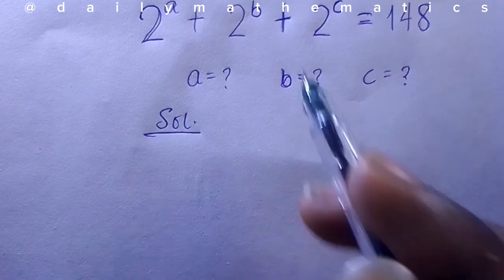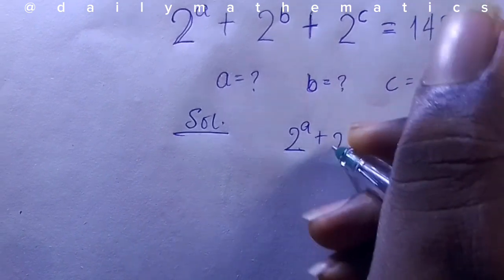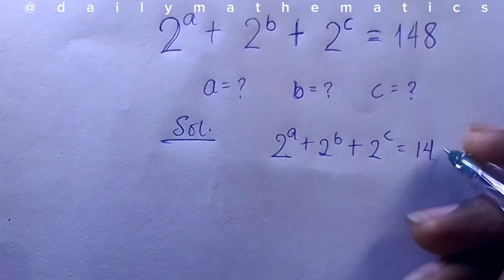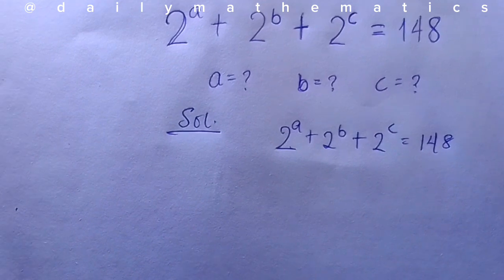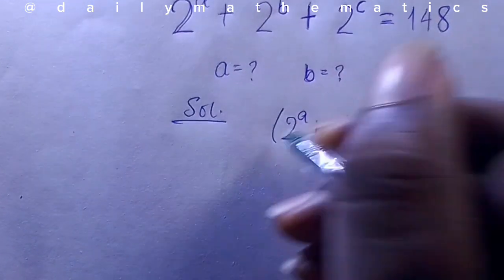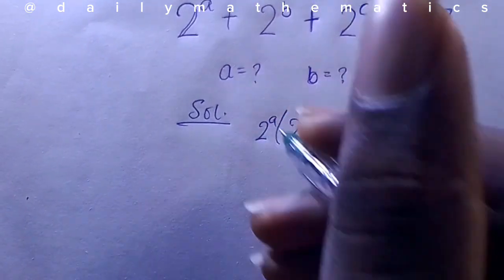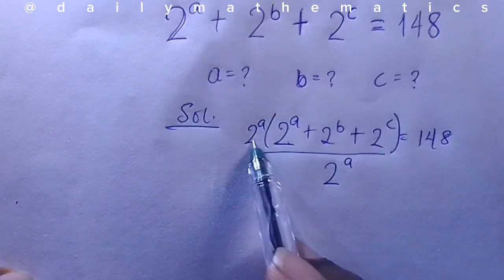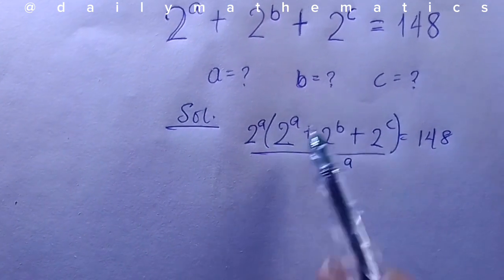So we have 2 raised to the power of a, let's rewrite the question, plus 2 raised to the power of b plus 2 raised to the power of c equals 148. The first thing I want to do in this situation is to multiply this part of the equation by 2 raised to the power of a over 2 raised to the power of a. Now 2 raised to the power of a over 2 raised to the power of a is 1, and 1 times this is still this, right?